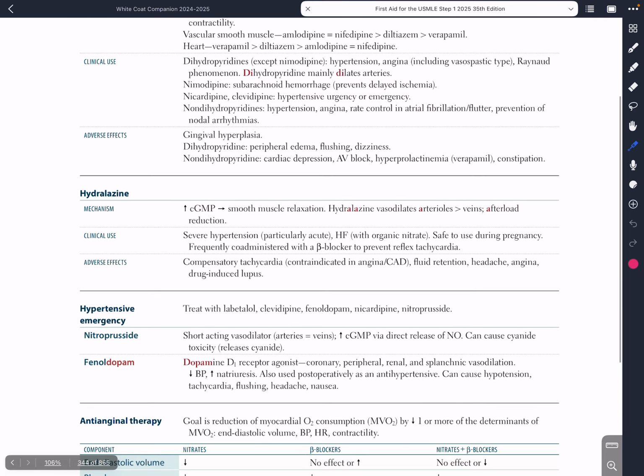An adverse effect of calcium channel blockers is gingival hyperplasia. Gingival hyperplasia is one of the main adverse effects of calcium channel blockers. Non-dihydropyridine calcium channel blocker adverse effects are cardiac depression, AV block, hyperprolactinemia with verapamil, and constipation.